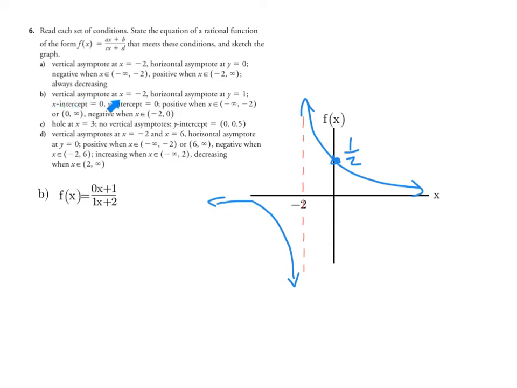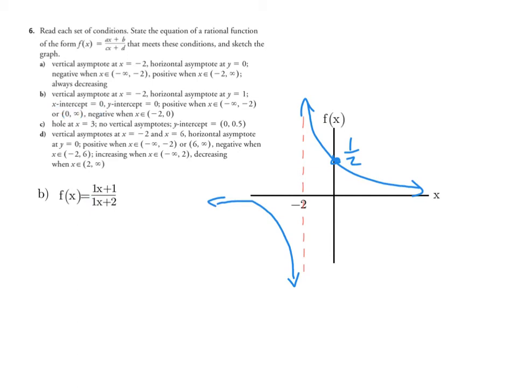All right, let's try part B. Vertical asymptote at x equals -2. All right, so far so good. We got the 1x plus 2 at the bottom. It's the same as part A. Horizontal asymptote at y equals 1. Okay, now the degree on top and bottom can be the same. So I could put something next to the x, and the horizontal asymptote has to be at 1, so let's make this 1 over 1, because 1 over 1 equals 1.